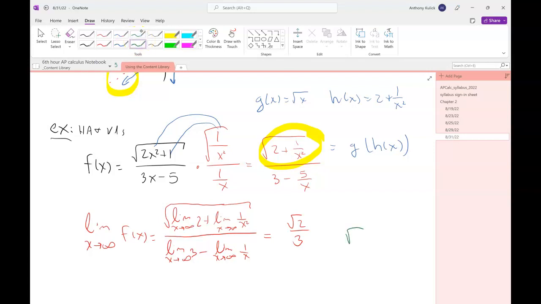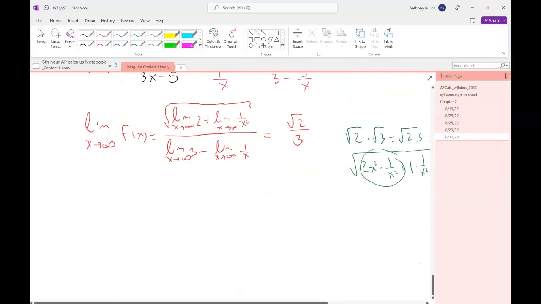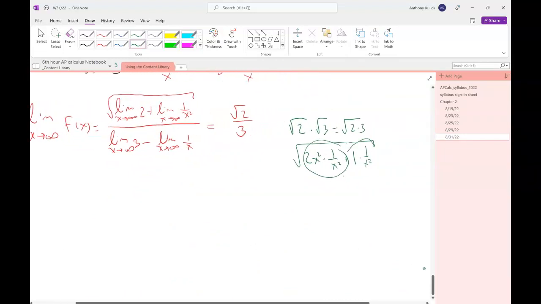Because, like, if I have the square root of 2 times the square root of 3, that's the square root of 2 times 3, right? Where I can just put them together under the same radical. So I have the square root of 2x squared times 1 over x squared plus 1 times 1 over x squared. So that's just 2. And that's just 1 over x squared.